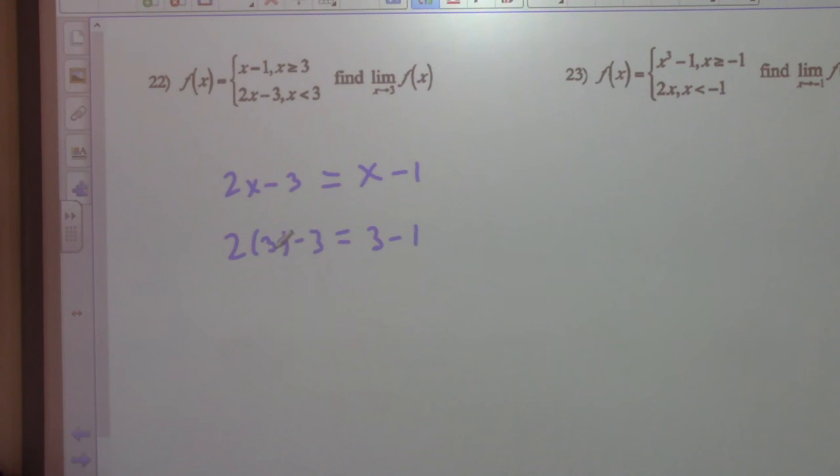So on the left side we have 3 equals 2. Now remember, the limit exists if and only if the right side limit equals the left side limit. Are these equal? No, so the limit as x approaches 3 of f of x, we will say does not exist. And it does not exist in this fashion.